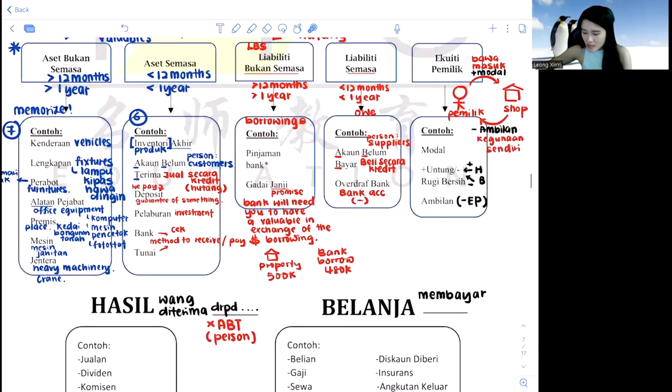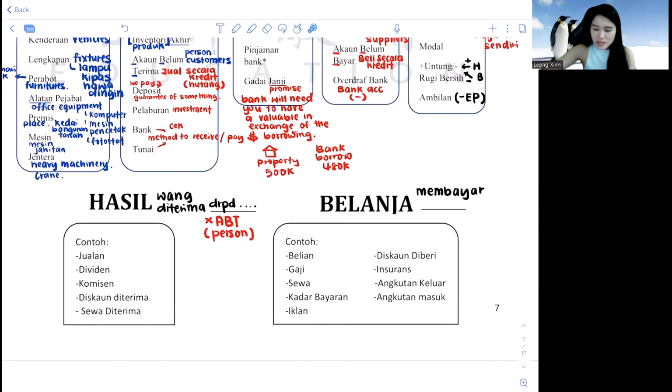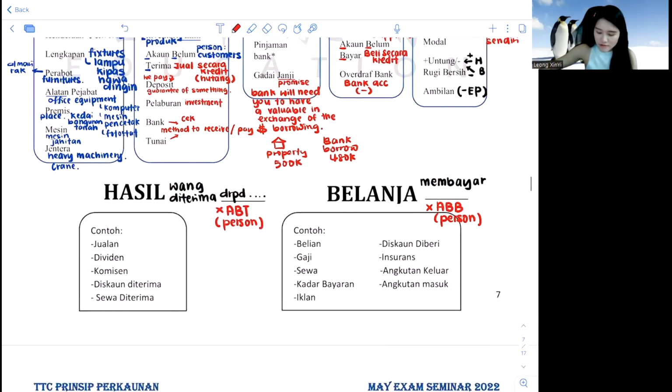Well, same thing goes to the belanja here. If you see membayar kepada ABB, don't take it as belanja. Why? Because ABB again is a person. You are trying to pay for your debt, but not an item. Okay, so that is hasil dengan belanja. So how we settle with these two, as I say, they have no place in the table.